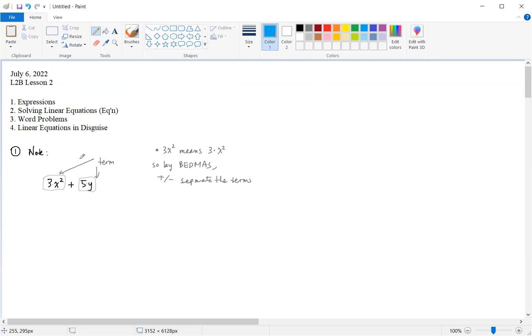Inside a term, so you can see maybe 5y, maybe 3xyz, or 2x squared, each of them we call terms. Inside a term, we have some number at the front. It is called coefficient. And the letters are called variables. So each term has a coefficient and some variables.